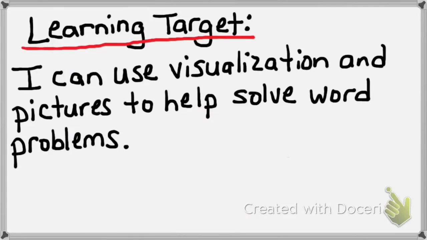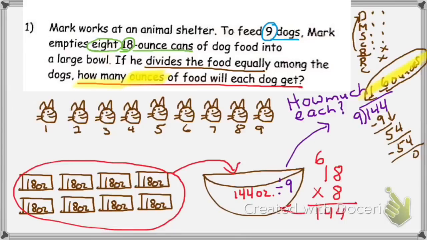So as a review of this lesson, when we're working with word problems, it's a good idea to use visualization and pictures to help you solve a problem. Simple pictures like we did here with Mark in the animal shelter, my adorable dogs that really look like dogs, huh? My cans of food, my bowl. Draw out your pictures. It helps you see what you need to do. Remember to show all parts of your work. And again, in a word problem, your final answer needs a unit, so you have to go back into your problem to find what that unit is. Good luck with this lesson.